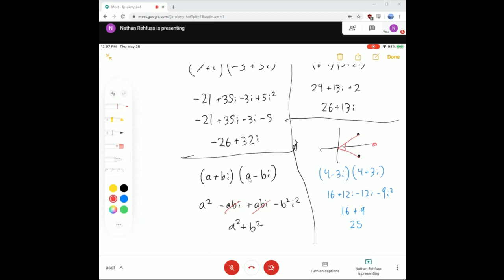So I can make an algebraic proof that when you multiply by the complex conjugate, you always get a real number. Or I can make a geometric proof that when you multiply by the complex conjugate, you always get a real number. They're just so pretty.